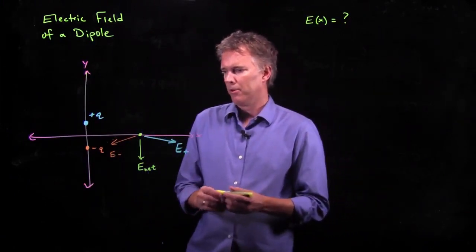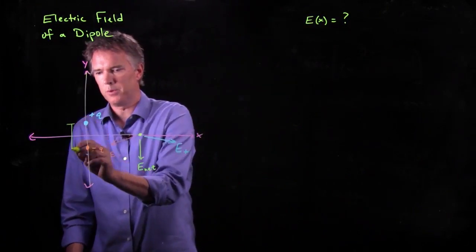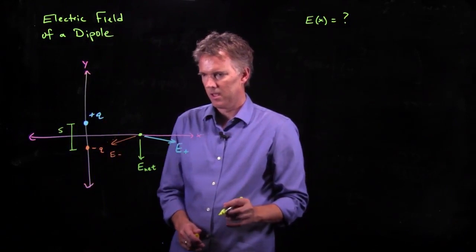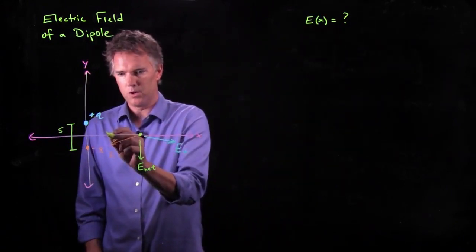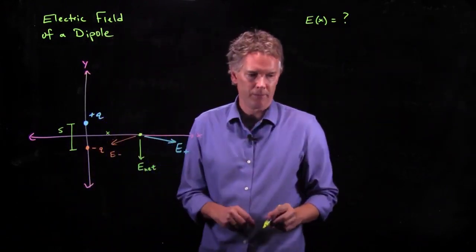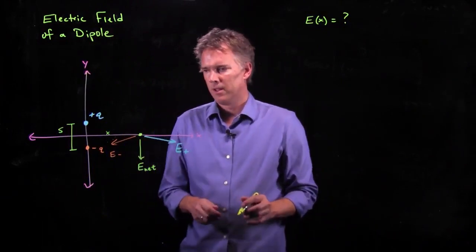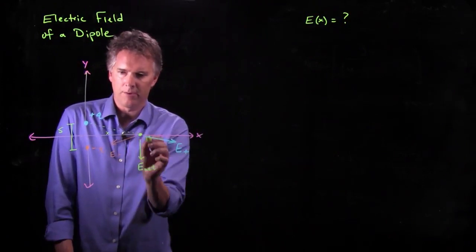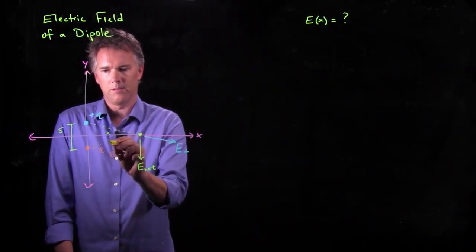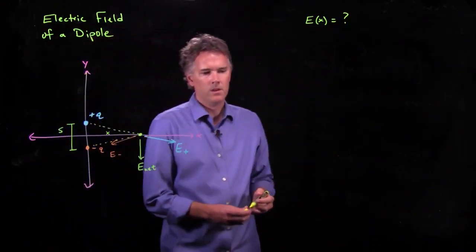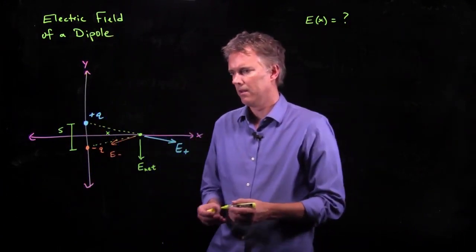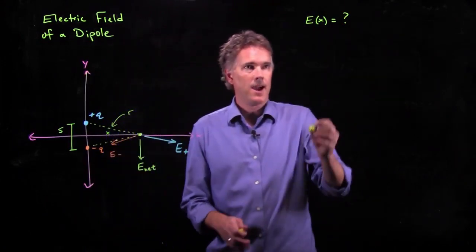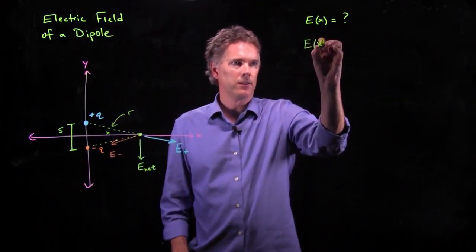So let's give some parameters here. The distance between the charges, we'll say that is S. Okay? This distance from the origin to the point of interest, we're going to call X. And so this distance right here, we're going to have to figure out. Likewise, this distance right here. All right, that's not too bad. Let's call that thing R. And now we can calculate what E of X is.